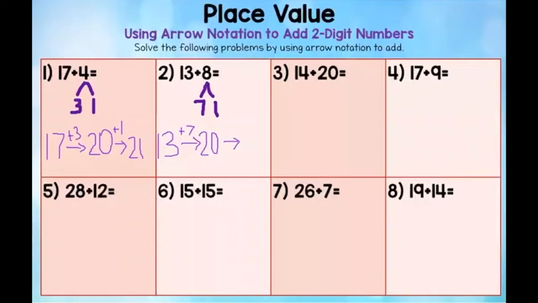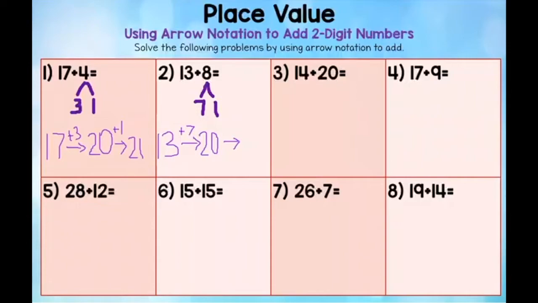Now that we understand how to do arrow notation, we can use that knowledge to do our Seesaw activity for today. My math activity says, solve the following problems by using arrow notation to add. So I can see in number 1 and number 2, some of the work has already been done for me. That's really helpful. So it looks like in number 1, 17 plus 4, hey, that's the example problem that we did before on our slides.